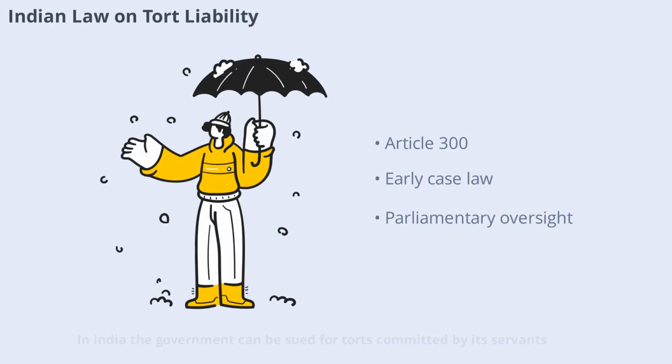In India, the government can be sued for torts committed by its servants, as established in early cases like P&O Steam Navigation Co. versus Secretary of State for India. Article 300 of the Constitution affirms this liability, subject to any laws made by Parliament or state legislatures.